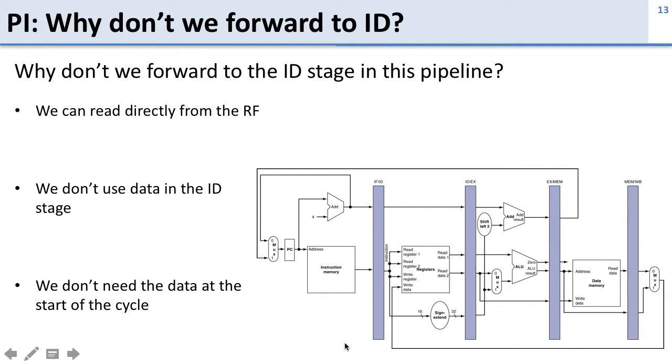All right, so here's a question about not forwarding. Why don't we forward to the ID, the instruction decode stage in this pipeline here? So here's the instruction decode stage. It's where we've got our instruction. We're going to access the register file. Why don't we forward it in this pipeline?